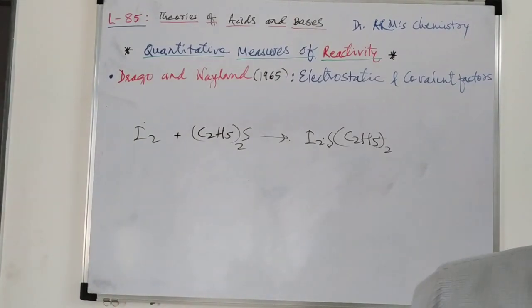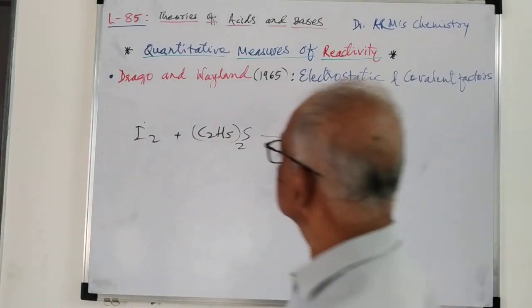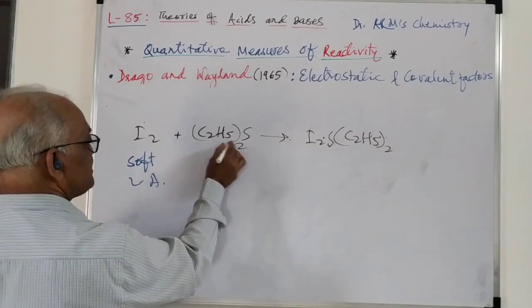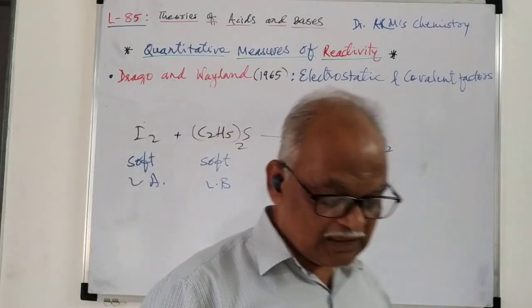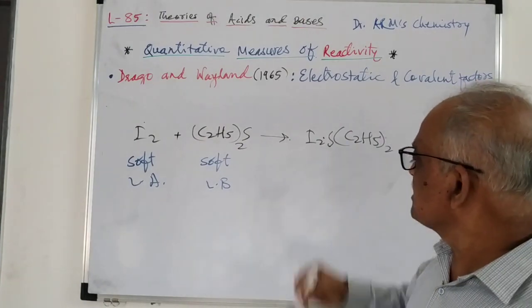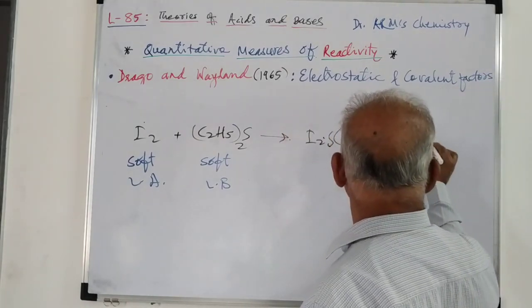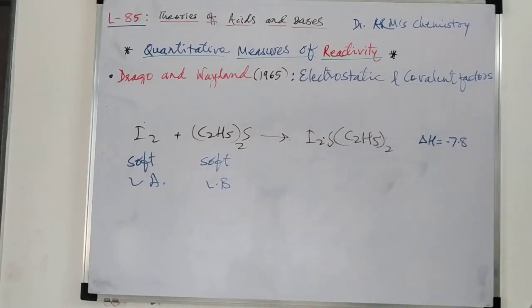So he obtained the result here. I2 is a soft Lewis acid, and this diethyl sulfide is also a soft Lewis base, and therefore he found that the change in enthalpy for this reaction, delta H, is minus 7.8 kilojoules per mole.